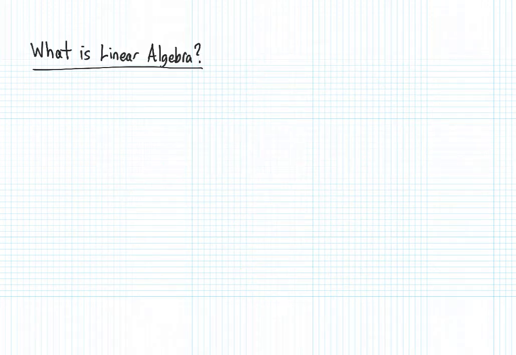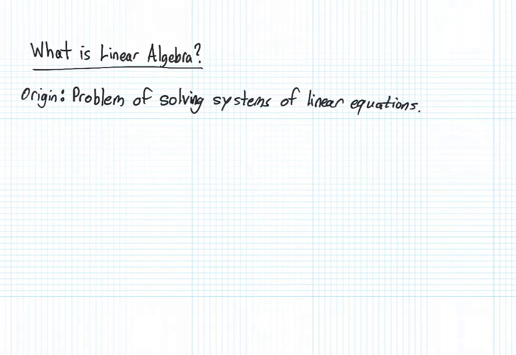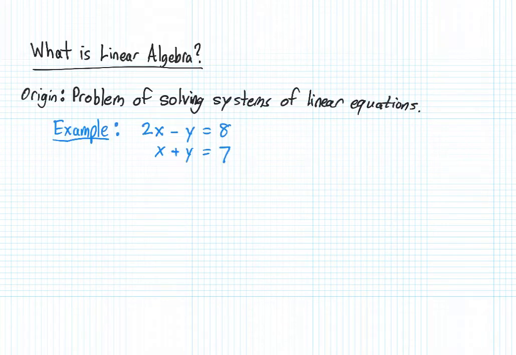So the question, what is linear algebra, is actually a little bit complicated because it's an old subject that has evolved over time. Originally, linear algebra is about solving systems of linear equations. So here's a simple example. 2x minus y is equal to 8, and x plus y is equal to 7.